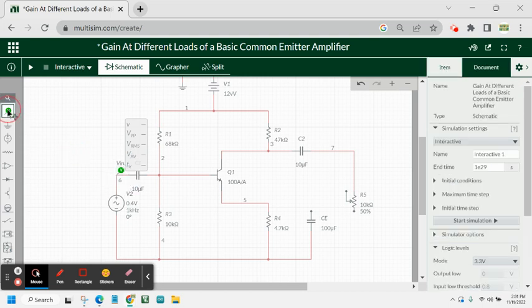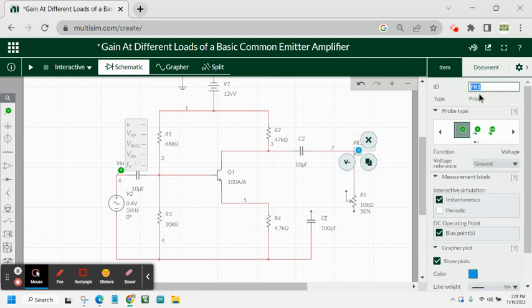And then on the right hand side of the circuit, we will make another voltmeter here, which is named as V out.